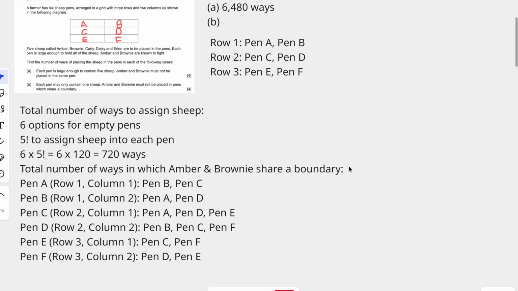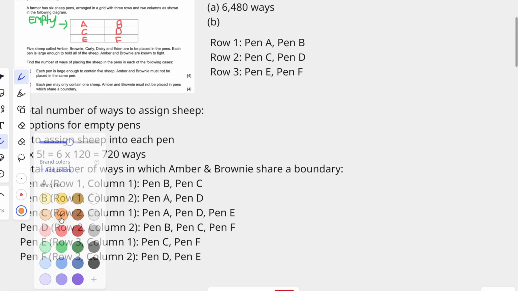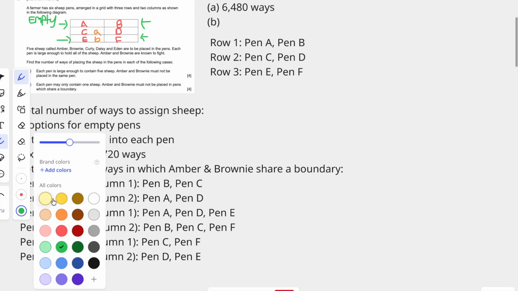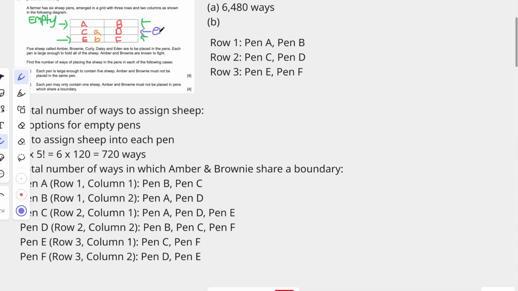We fix which pen is empty, and then look at the remaining pens and see which original adjacent pairs are still present in these 5 pens. If we think about it logically, for each such pair, if we put Amber in one and Brownie in another, that would be a bad arrangement for that empty pen choice. We know that this will be symmetrical, meaning the total number of ways to assign Amber and Brownie next to each other would be the same for each corner pen and the 2 middle pens.